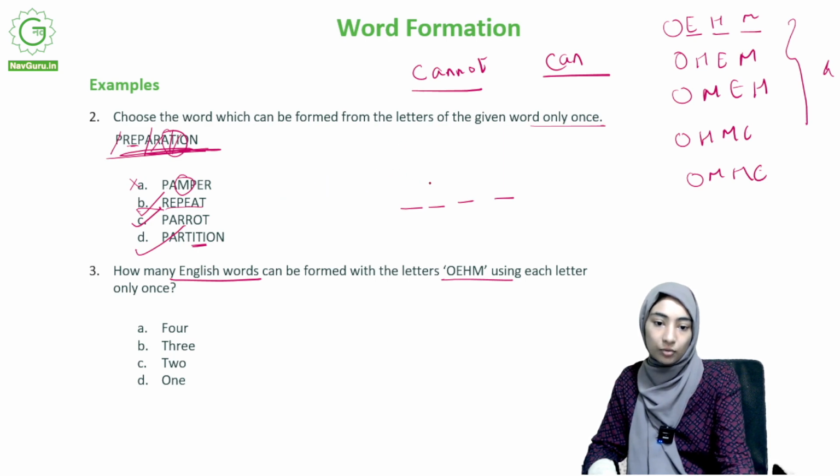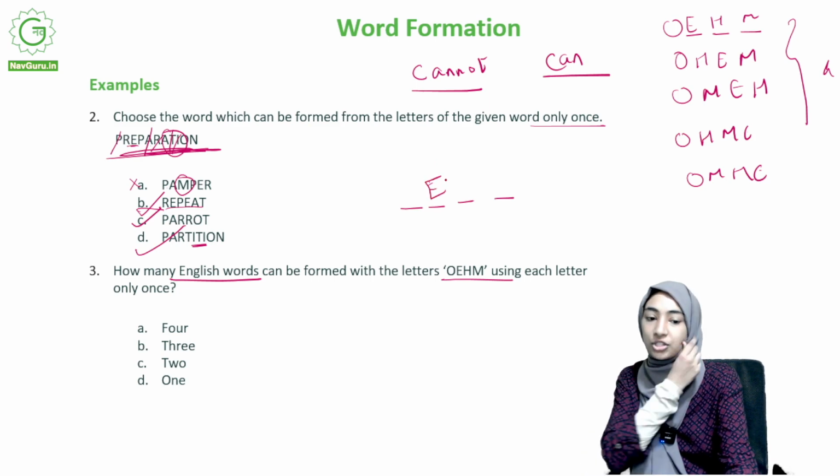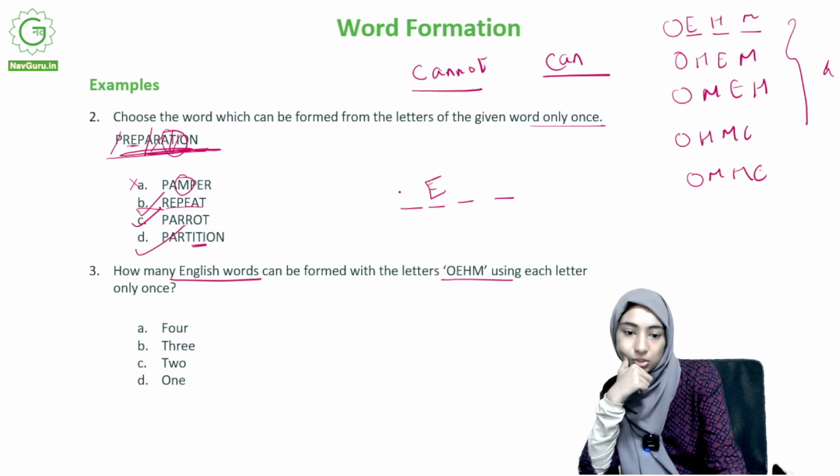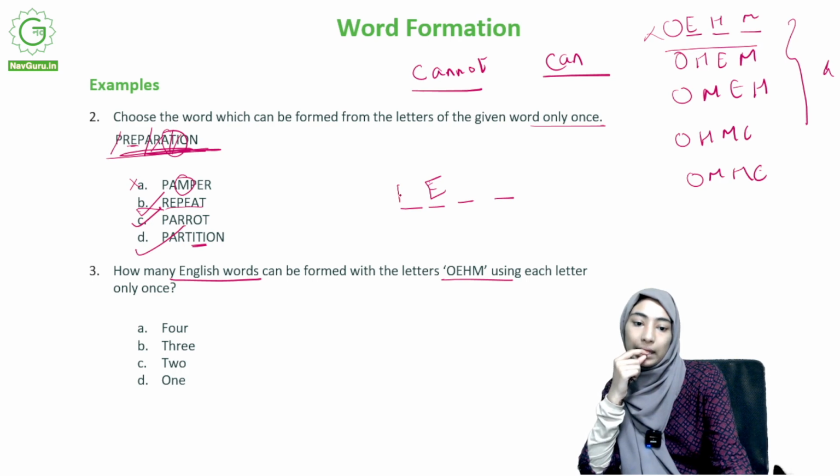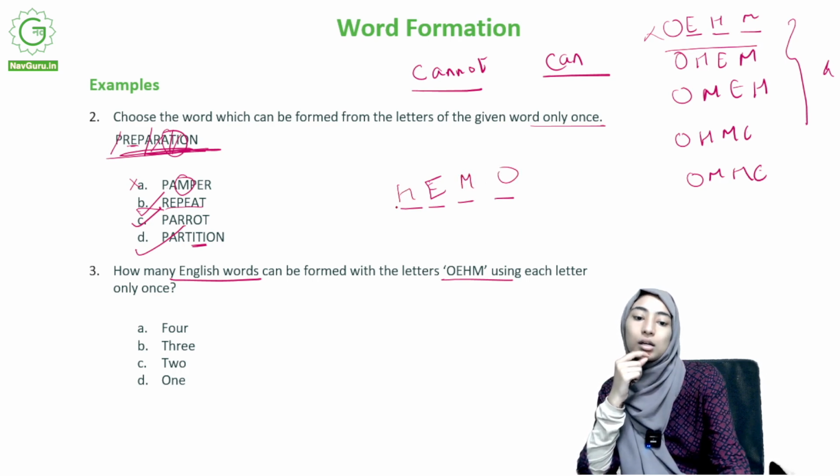Yeah. So if you fix E here, you can just keep changing all other words. OEHM does not work, we know. Here we have already tried OEHM, it does not work, right? Now HEMO does not work. What else can you possibly try?